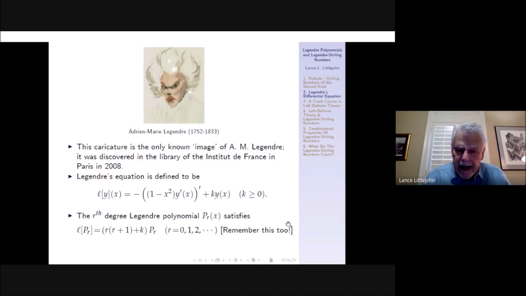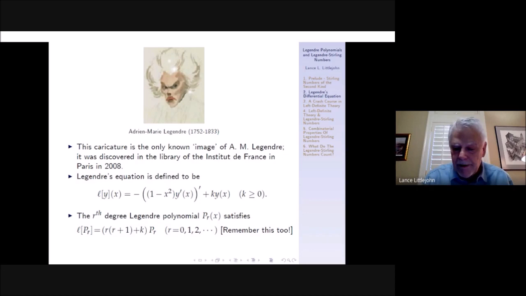The rth degree Legendre polynomial P sub r of x satisfies the eigenvalue equation that I've got displayed there. What I want you to remember is that what I call the principal part of the eigenvalue is just r times (r plus 1), where r ranges over all non-negative integers. So try to store that away and remember it. For Laguerre, the eigenvalues are r, and for Legendre, the eigenvalues are r times (r plus 1). In both cases, r ranges over all non-negative integers. Try to remember that, because this will be important towards the end of the talk.